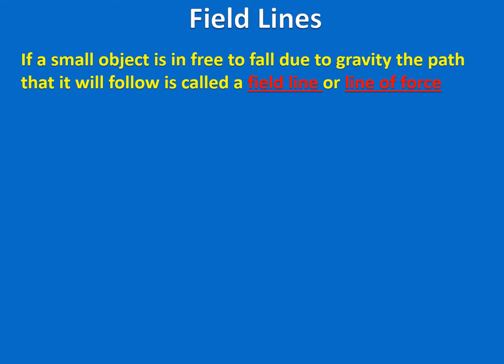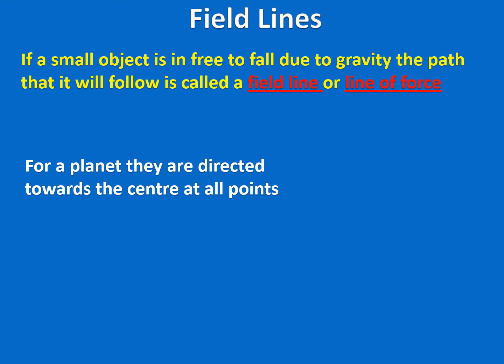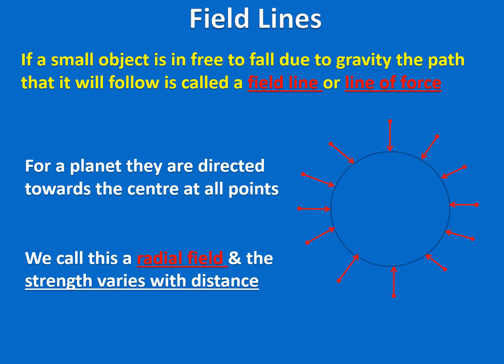We can represent gravitational field lines by thinking about the path an object will take when dropped in free fall. I talked about dropping a coin earlier. If you drop a coin, it's going to fall due to gravity, and it's falling along what we call the gravitational field line of the Earth, or the line of force. For a planet, they're directed at the center at all points, so we call this a radial field. So we can represent the force due to gravity as acting towards the center of the mass.